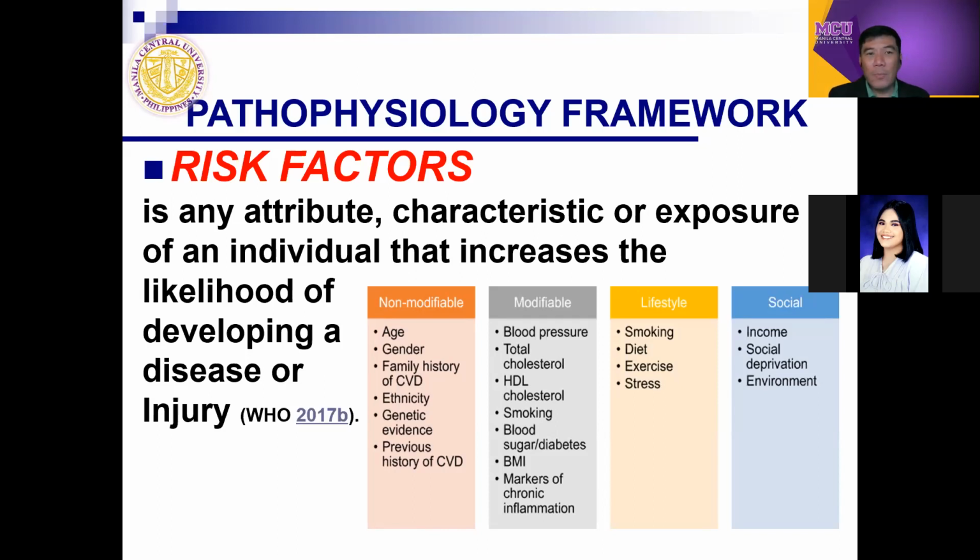This could be the chances that a person could be prone to, or have the likelihood of, developing a disease or an injury. This is according to the World Health Organization, 2017. Now, there are various risk factors that we can be aware of: non-modifiable, modifiable, the lifestyle, and we can associate it with the social factors.